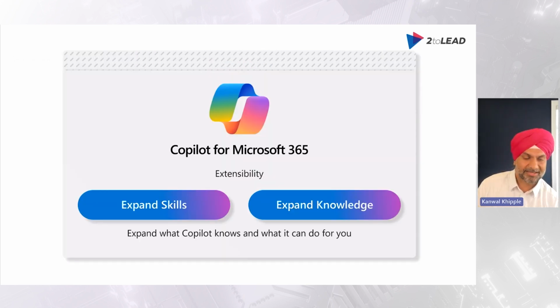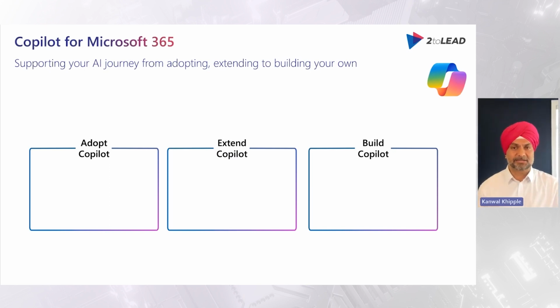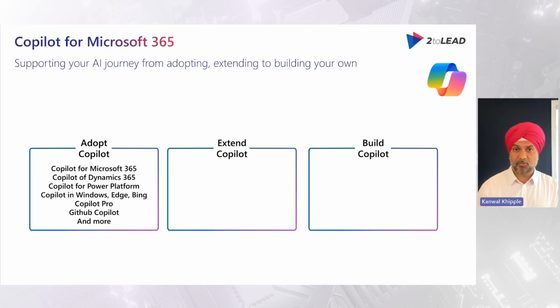Let's go into how we want to expand Copilot, what it knows and what it can do for you. Let's go into the three major areas here. So first and foremost, a lot of organizations are looking to adopt Copilot. That's priority one. That's the first thing you want to do, is start using the tools themselves. And there's a lot of tools. So Copilot for Microsoft 365, there's Copilot for Dynamics 365, from sales to customer service to many other products there, as well as Copilot for Power Platform, from Power Automate, Power Apps, Power BI, as well as Power Pages have Copilot functionality built into them that you can start adding, as well as Copilot in Windows, Edge, and Bing.